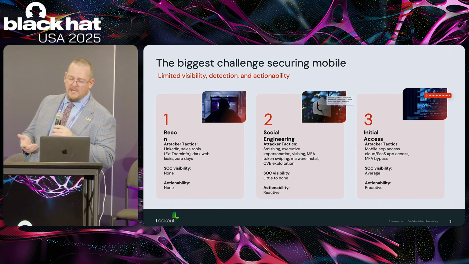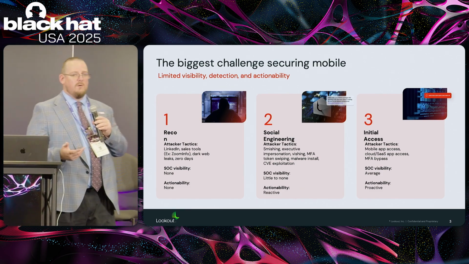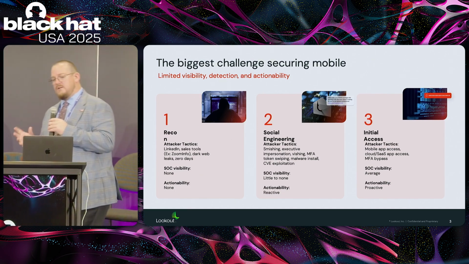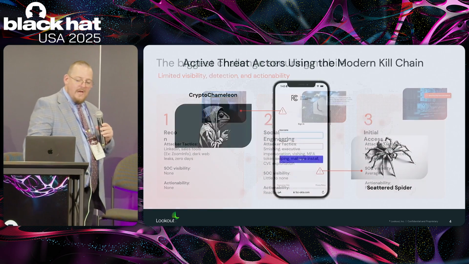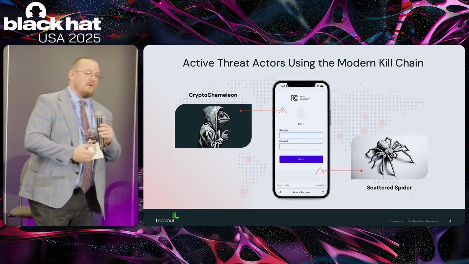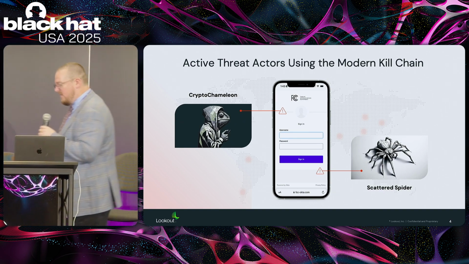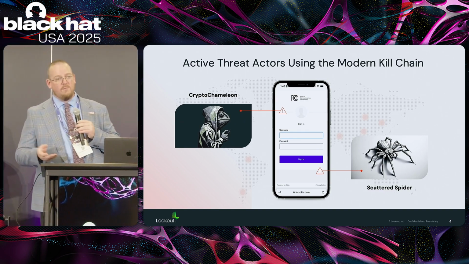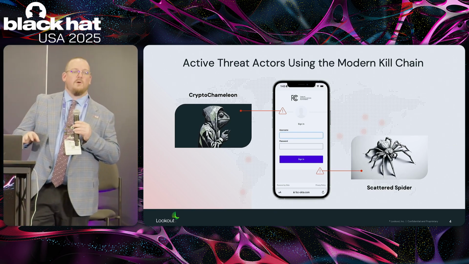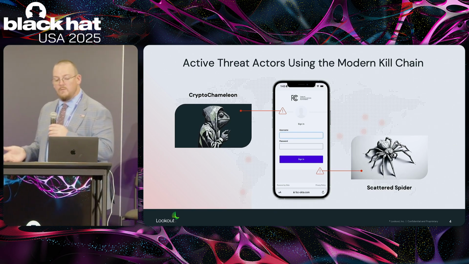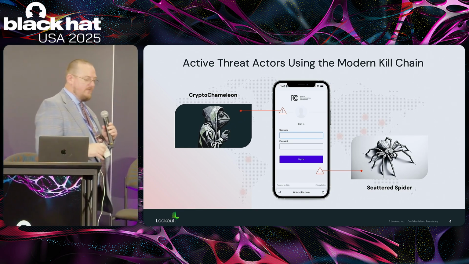When we talk about the modern kill chain and what threat actors are doing, a lot of folks start to question, okay, are threat actors really doing this today? If we look at some of the highly active groups, Scattered Spider is probably one of the most well-known, utilizing mobile as that first initial entry point. This shows how they're taking that modern approach through the modern kill chain.